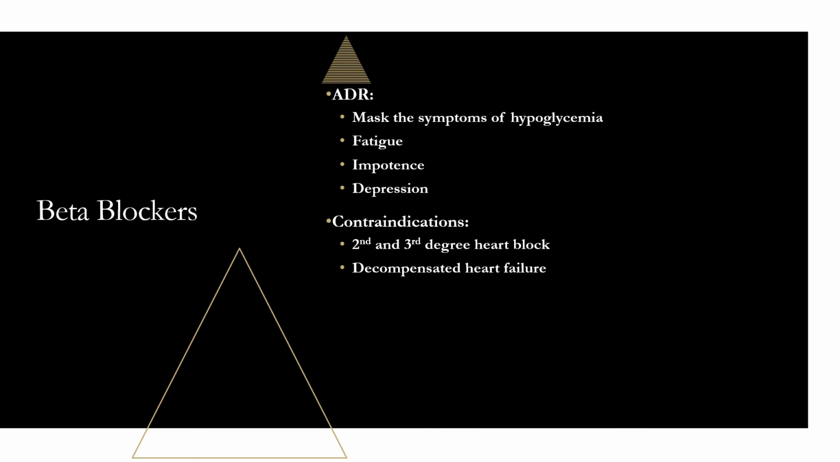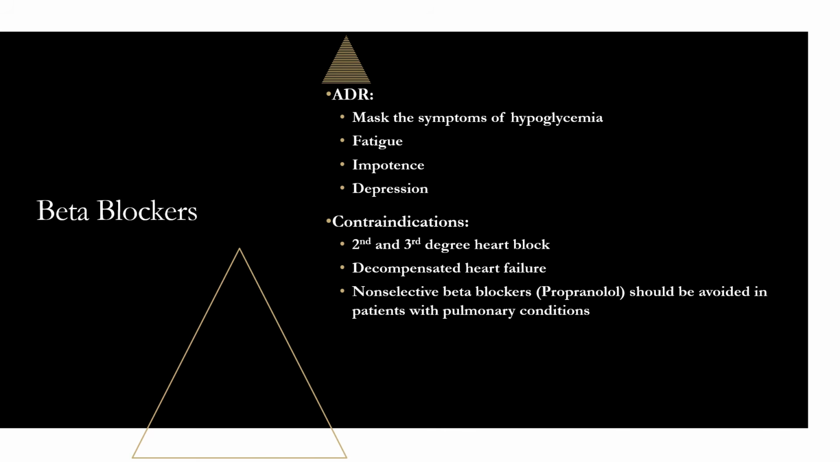So you can't risk decreasing the contractility of the heart during an acute episode of decompensated heart failure, so you want to discontinue them. And then, of course, your non-selective beta blockers like propranolol, you want to avoid those in patients with pulmonary conditions like COPD and asthma. So those are some of the things that you need to know as far as your contraindications.